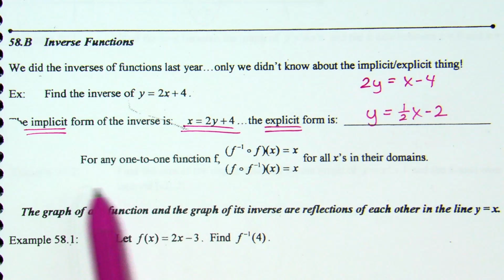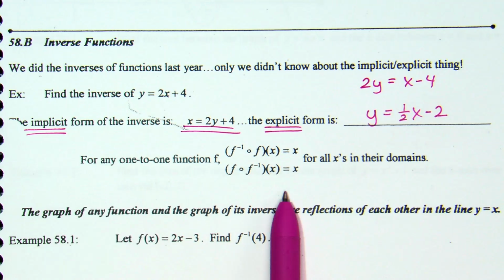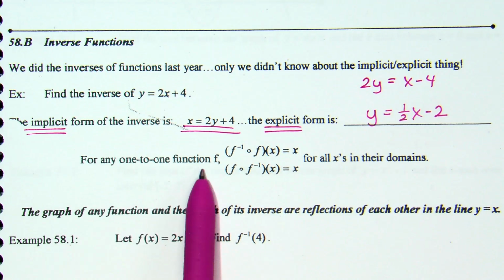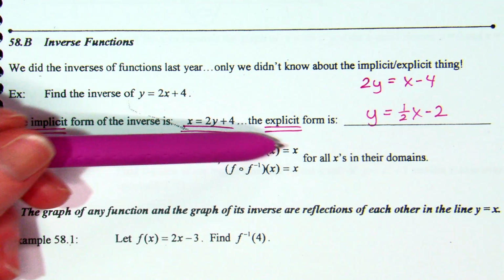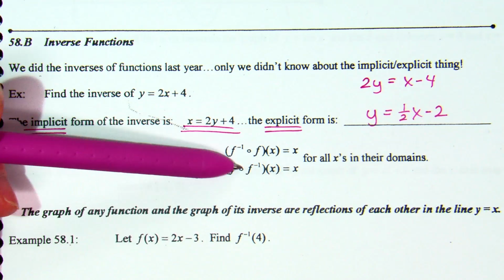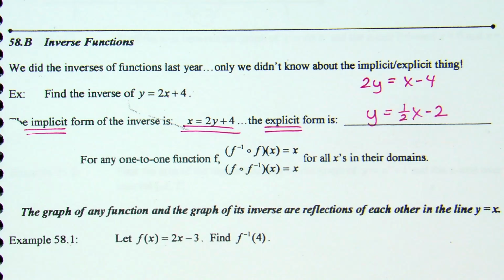Now, we also talked about this in maybe Algebra 2 and Pre-Calc. I know at least one of them. For any one-to-one function, both of these are true: the inverse composed with the function equals x, and the function composed with the inverse equals x. And I remember we talked about that because it was a way to prove if an equation and an inverse are truly inverses, that they will always make this true.